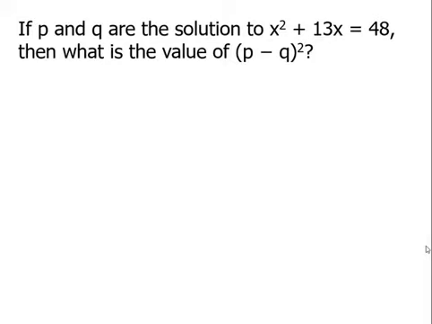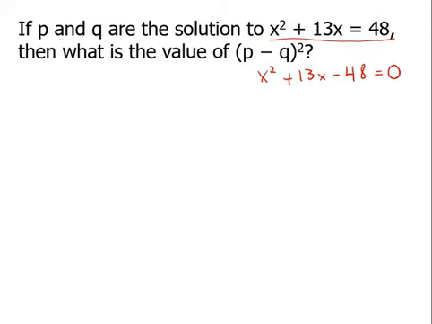If p and q are the solutions to this equation, x squared plus 13x minus 48, then what is the value of p minus q squared? Well, that equation is a quadratic. And of course, the way we solve a quadratic is to put everything on one side equal to 0. So I'm going to subtract 48 from both sides. I'm going to get x squared plus 13x minus 48 equals 0.